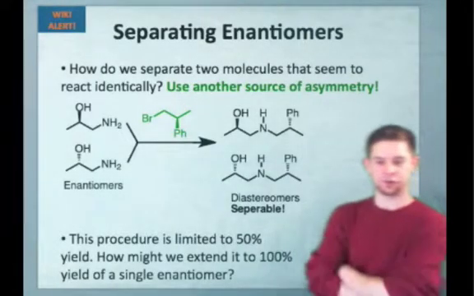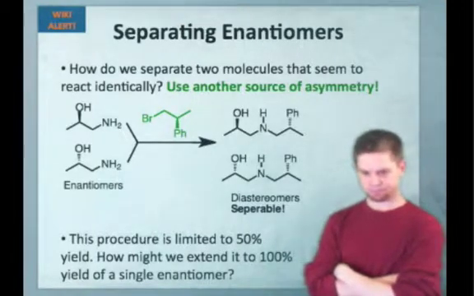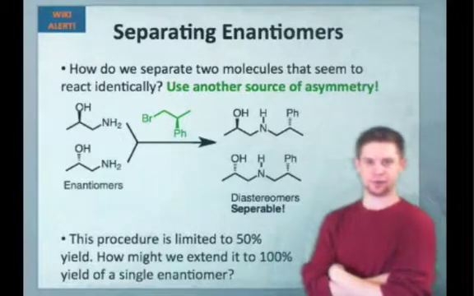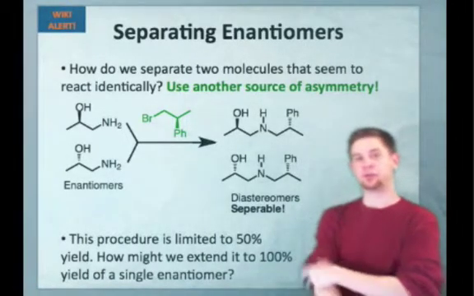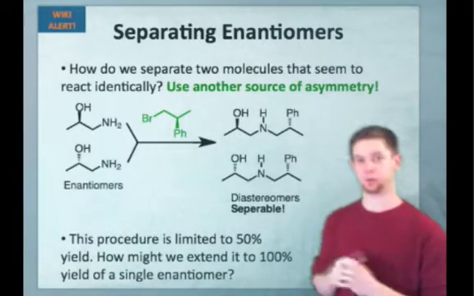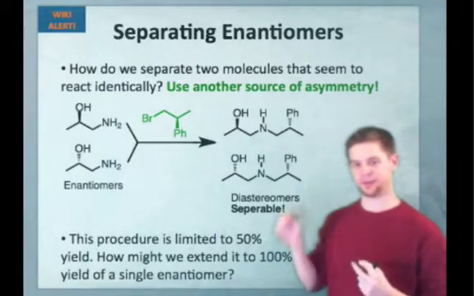So that brings us to the question of how you would go about separating enantiomers. Well, how do we separate molecules that, for all intents and purposes, at least to us, appear to react identically? What we have to do is introduce another element of asymmetry into the system. And when we do that, we go from a mixture of enantiomers to a mixture of diastereomers.